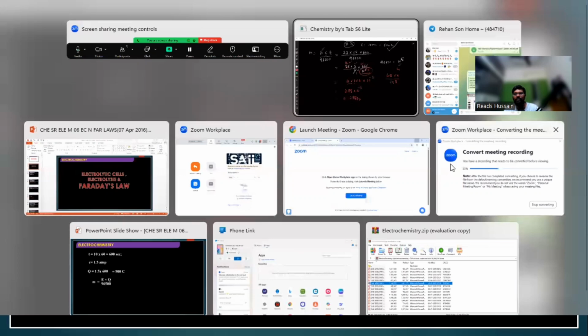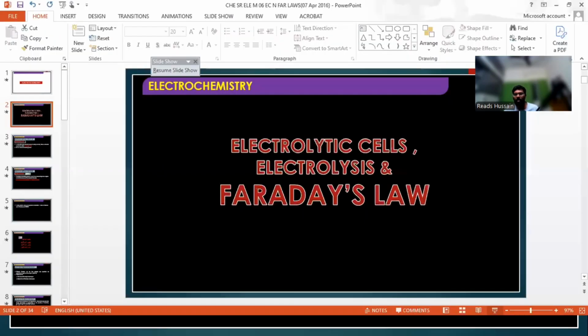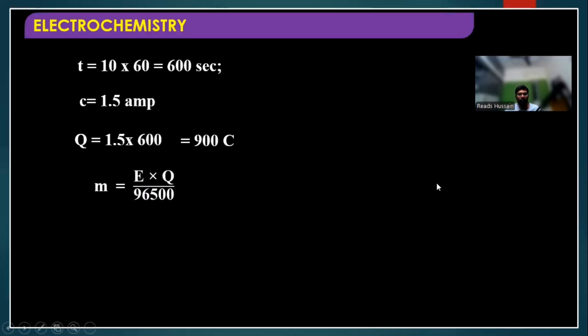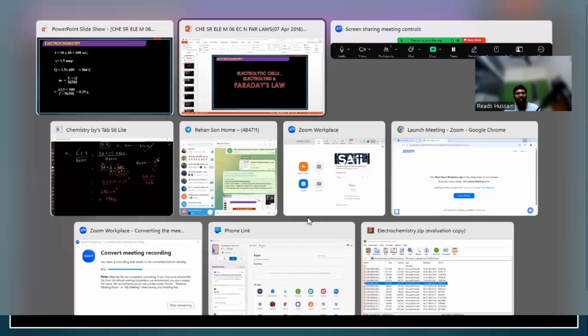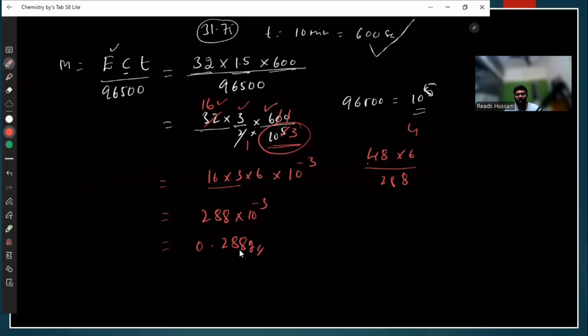We'll go to the slide PPT. One second. So this is the problem given. We have substituted everything: 63.5 by 2, that is actually the equivalent weight, by 900. 0.29, here is the answer. What is the answer we got? Our answer is 0.288. That is nothing but 0.29, no? 0.29 approximately. So we get an approximate value.